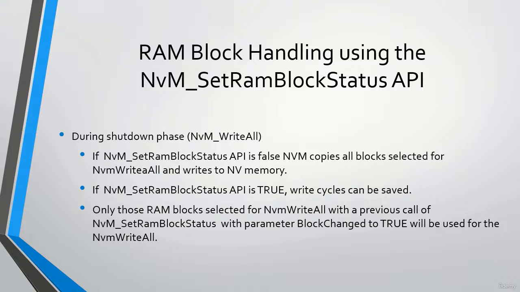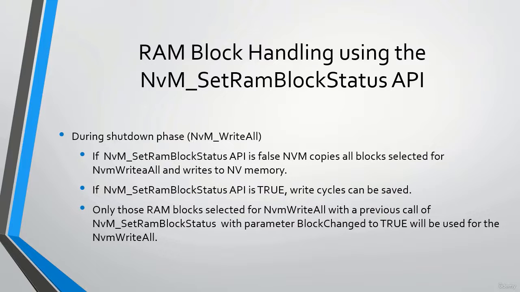Now let's check the shutdown phase. In shutdown, we have the NVM write all API that is used. Again, we will be discussing the NVM write all API separately, but for now we will briefly discuss this API and what we are doing at this point of time. During the shutdown phase, we first have to check these conditions.